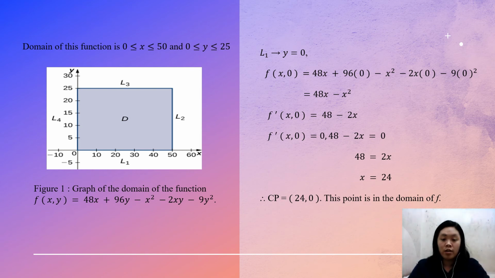For L1, y equals 0, and we substitute y equals 0 into the function f. We get 48x minus x squared. By using the first derivative test, we get 48 minus 2x. After that, we set it equal to 0, and we get x equals 24. Therefore, the critical point equals (24, 0), and this point is not in the domain of f.